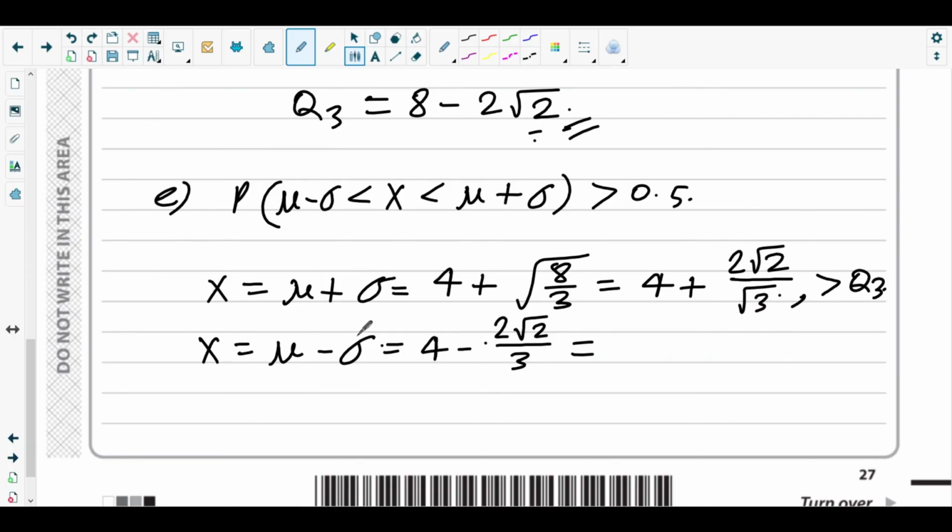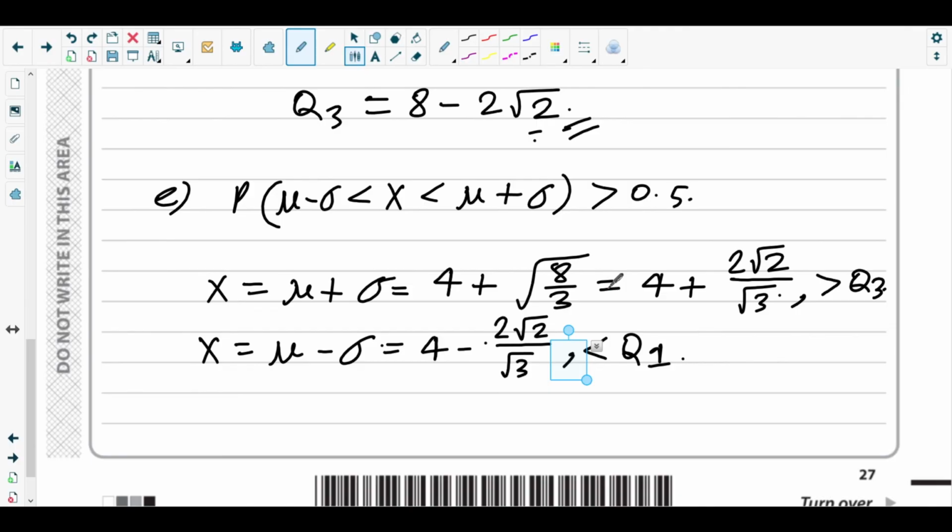Okay, and mu minus sigma is basically 4 minus 2 square root of 2 over square root of 3. So it is basically giving 2.36 something. Okay, so 2.36 something is less than Q1. How do you understand that? Q1 was 2 square root of 2, right? So 2 square root of 2 is 2 point something.